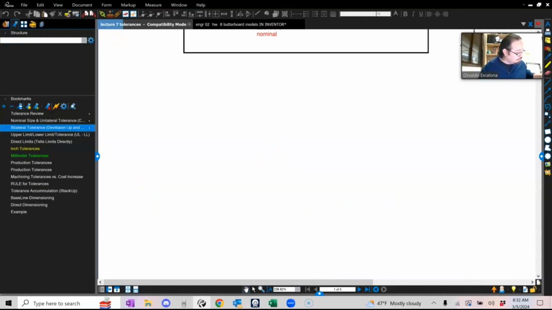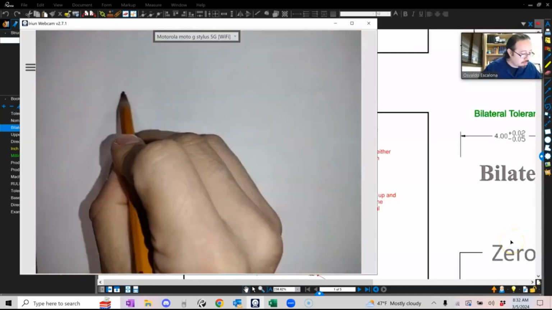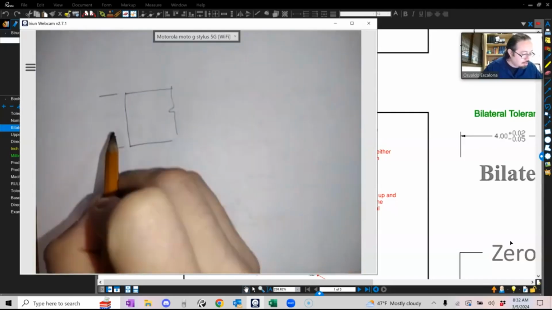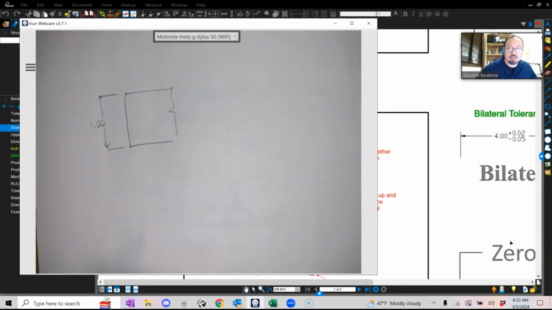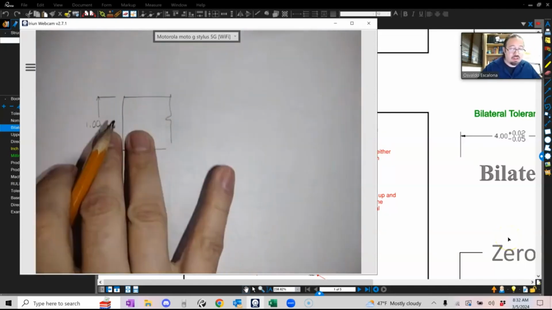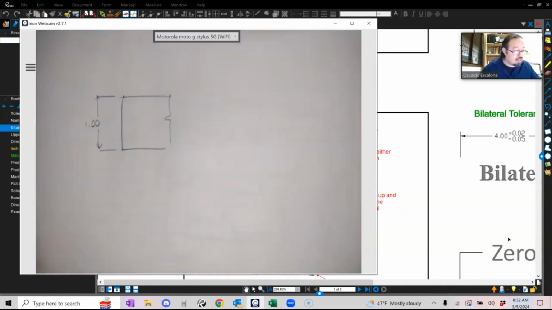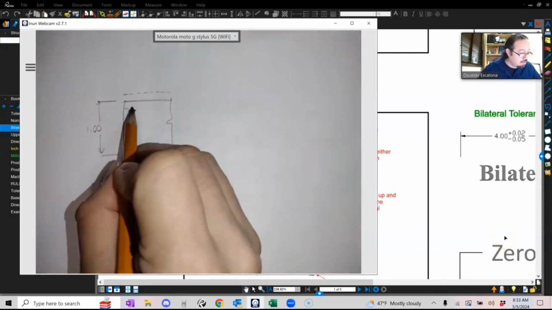What does that mean? When you have a bilateral tolerance, that means that you have bilateral change. It changes in two directions. So for example, I go back to the same example that we had before. This is my 1 inch, 1.00. Right now, it is my perfect condition. But in reality, and again, this is my design size, 1.00, in reality, you will have a tolerance. It might get a little bit bigger. It might get a little bit smaller.